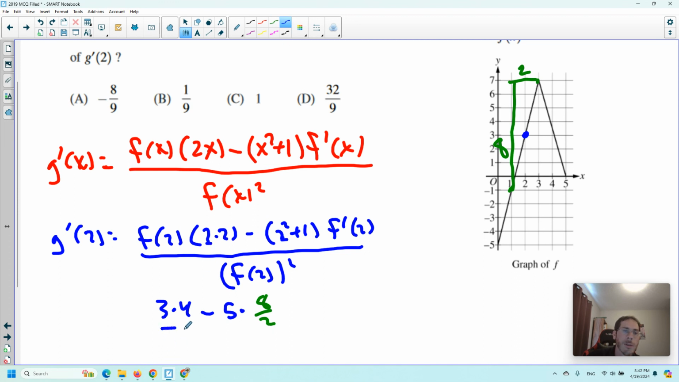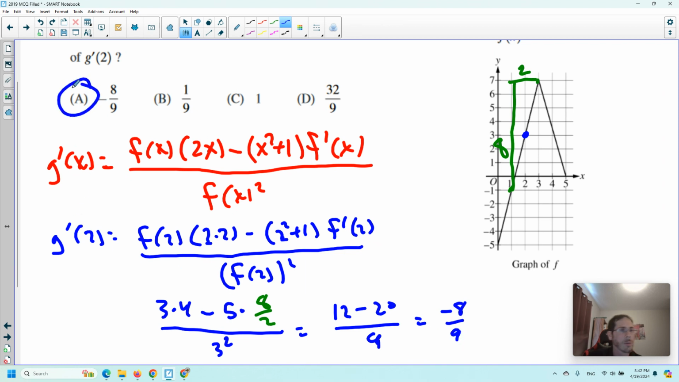And we said f of 2 is 3, so we've got 3 squared. All right, that's 12 minus 20 over 9, so that's negative 8 over 9. So there we go. So we got A. So again, we just got to watch what we're doing. Big thing to check out, this is F. It's not G. That's graph of F. So we make sure that we use F for that.